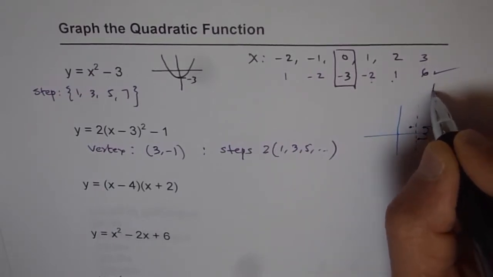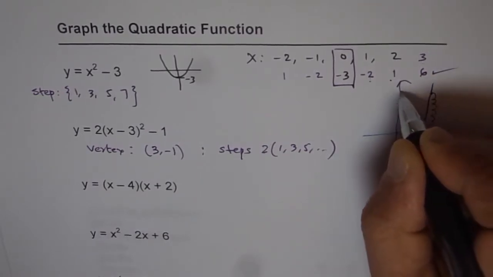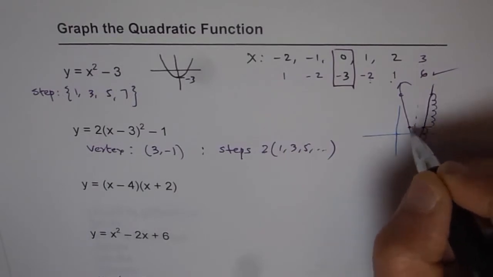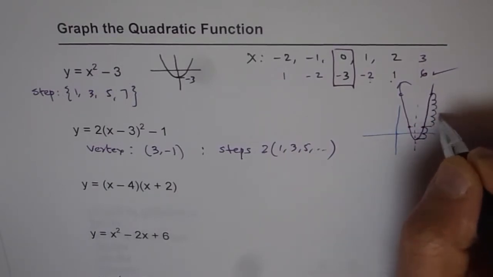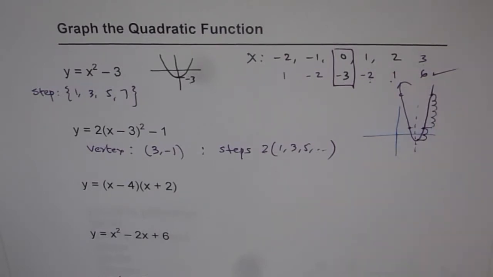Like that, you get your points and you draw your parabola. You understand? And this point comes from the symmetry. And that is how you use your step and the vertex to sketch parabolas. I hope you understand and appreciate it. Now the next one is in the factored form.